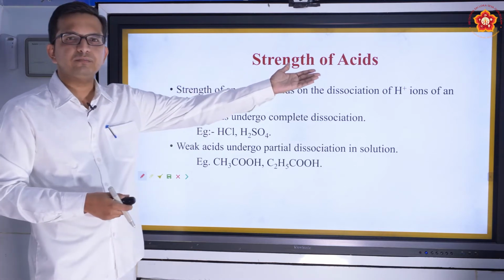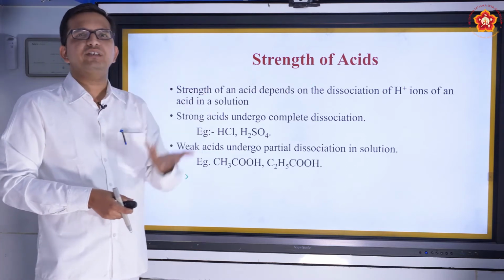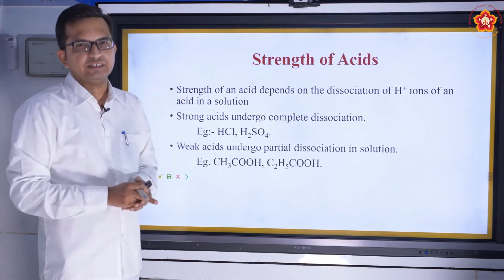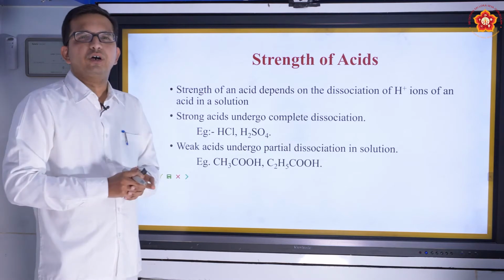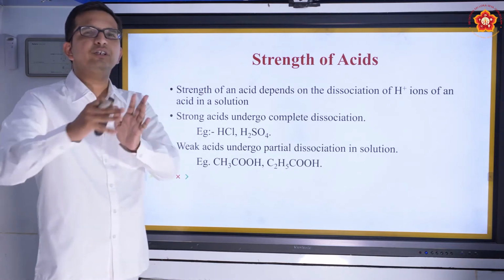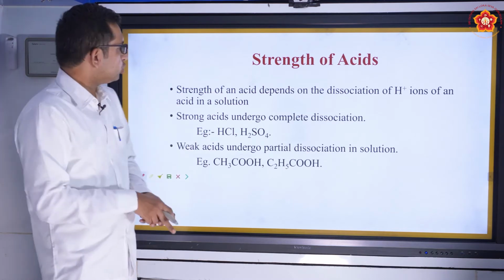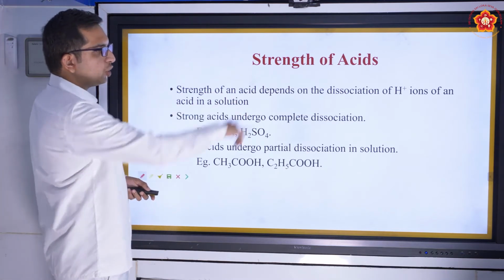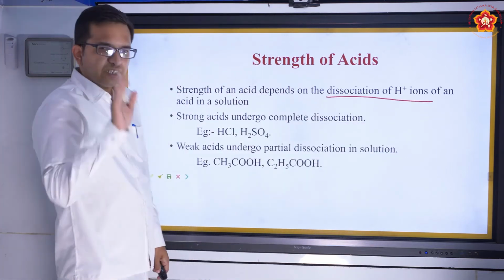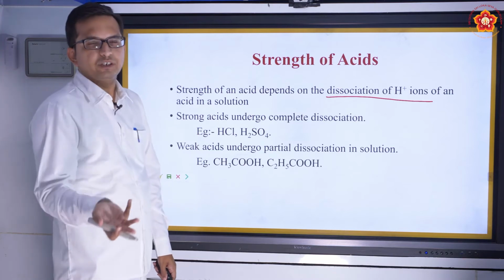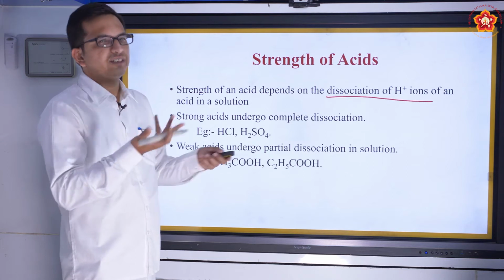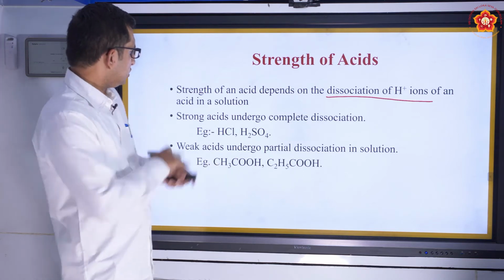So, strength of an acid. I have already told you what a strong acid is and what a weak acid is. If it undergoes complete dissociation, it's a strong acid. If it undergoes partial dissociation, some amount is dissociated and some is not. So you can see that the strength of an acid depends on dissociation of H plus ions, which essentially means that the more H plus ions, the stronger the acid. The fewer the H plus ions, the weaker the acid. So this is one part.